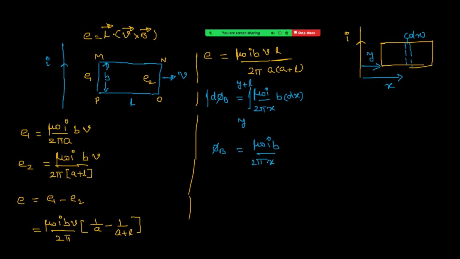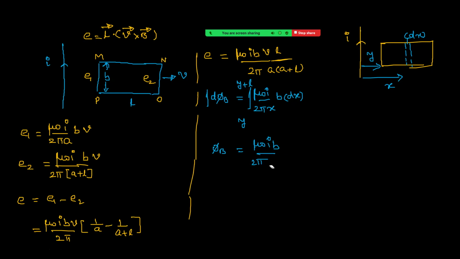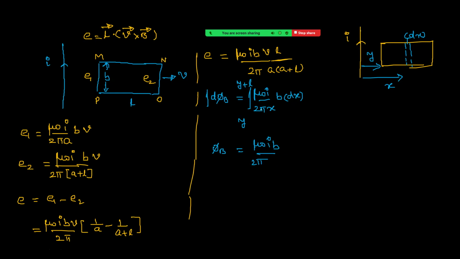Wait, x is variable, right? So b dx by x, x is not a constant. So μ₀Ib by 2π, integral of dx by x. That is ln, with limits: ln(y + L) minus ln(y). So log a minus log b. This is now the flux.